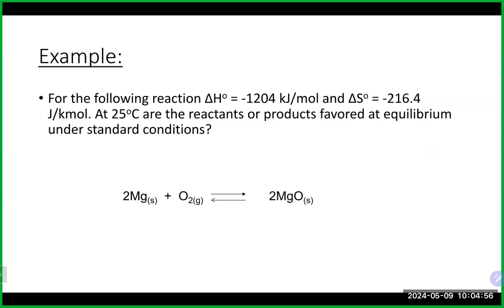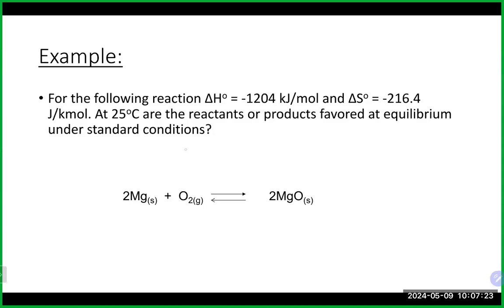All right, so I'll try this one here for the following reaction. Delta H is minus 1204. Delta S is minus 216. Are the reactants or products favored here under equilibrium conditions? So let's take a look at this one here.